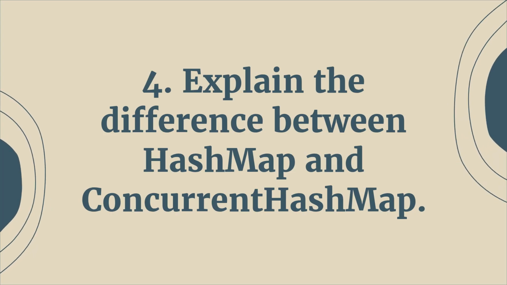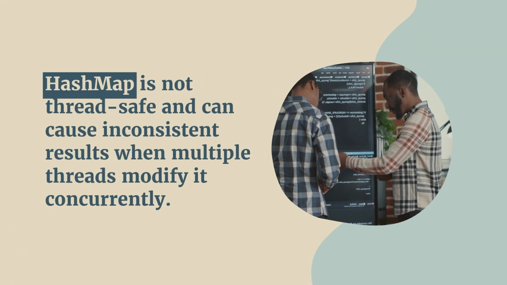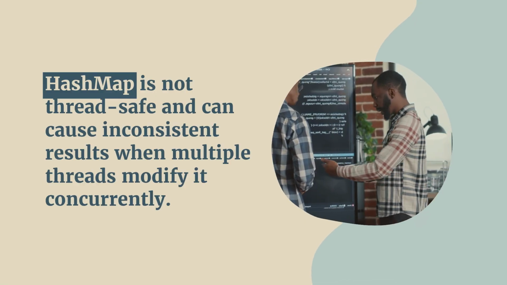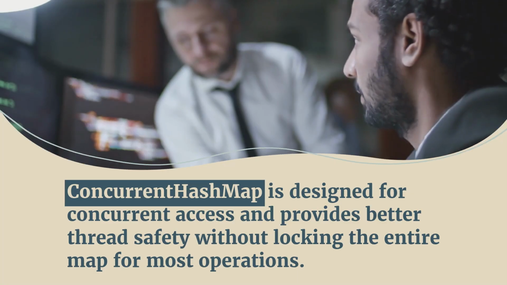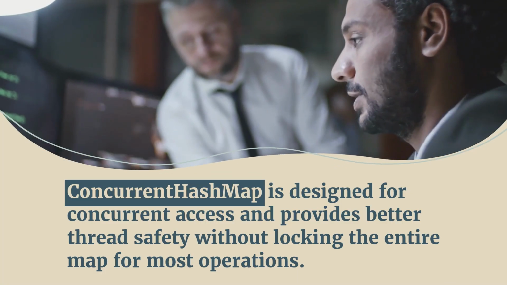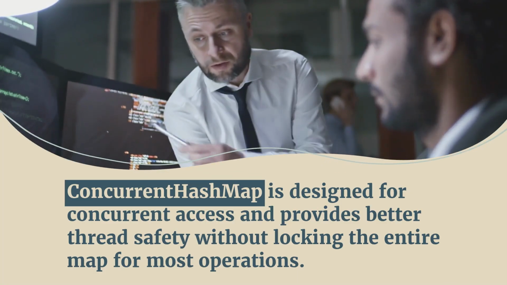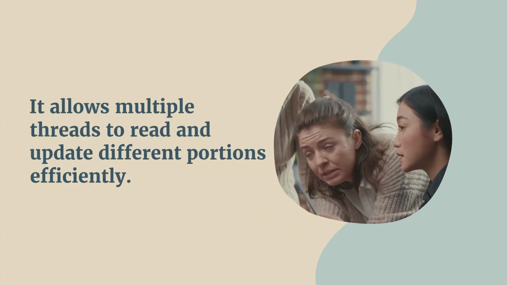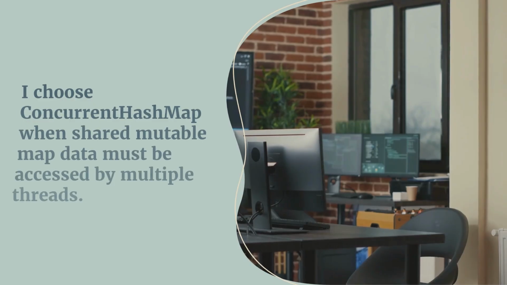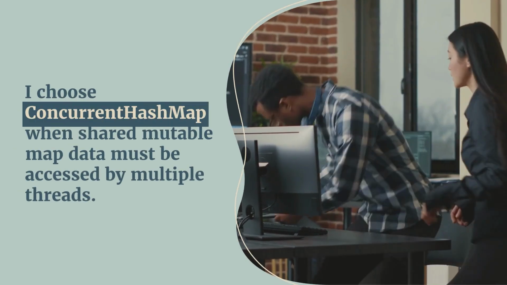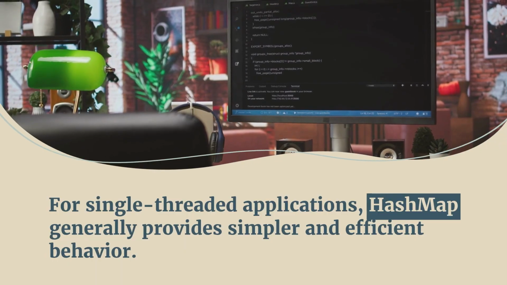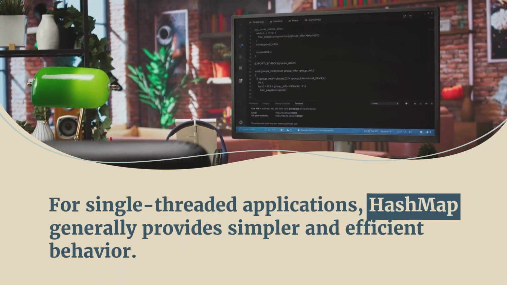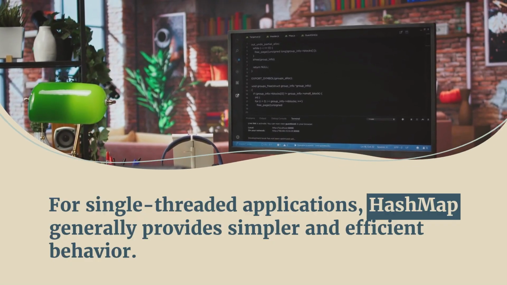Explain the difference between HashMap and ConcurrentHashMap. HashMap is not thread-safe and can cause inconsistent results when multiple threads modify it concurrently. ConcurrentHashMap is designed for concurrent access and provides better thread safety without locking the entire map for most operations. It allows multiple threads to read and update different portions efficiently. I choose ConcurrentHashMap when shared mutable map data must be accessed by multiple threads. For single-threaded applications, HashMap generally provides simpler and efficient behavior.